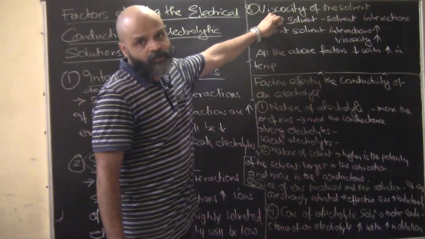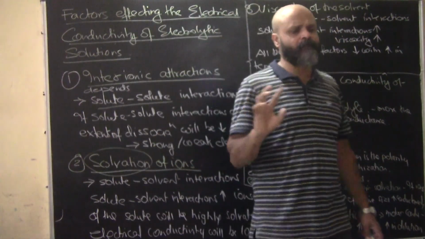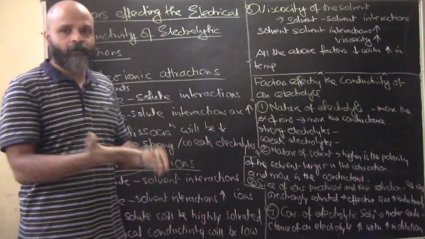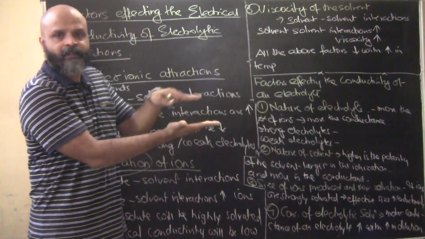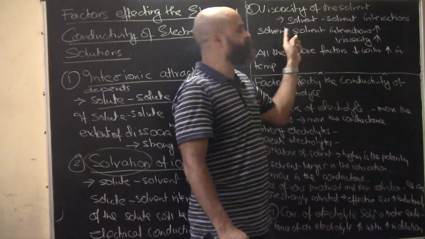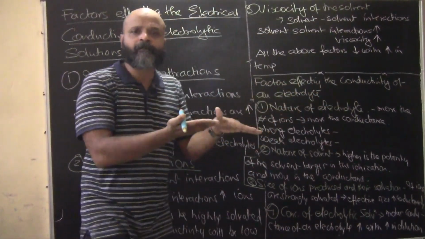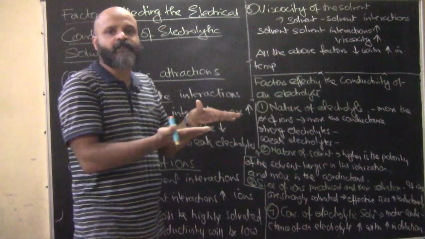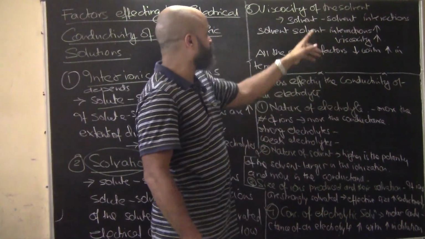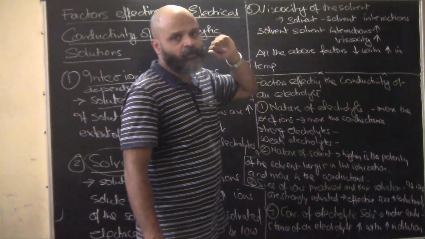Next, viscosity of the solvent. What do we mean by viscosity? We know from physics that viscosity is basically liquid or fluid friction, the friction that exists between the different layers of the liquid. For example, mercury has high viscosity because it is very thick, so the layers of mercury have a lot of interaction. When the solvent-solvent interactions are more, the viscosity of the solvent is going to be higher.